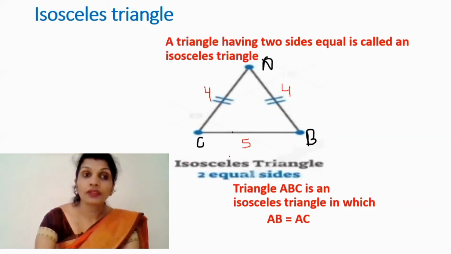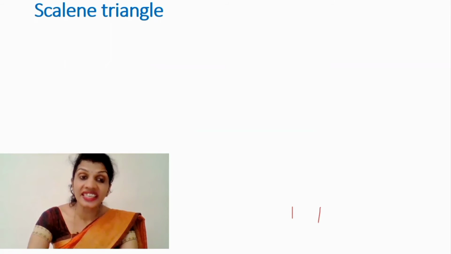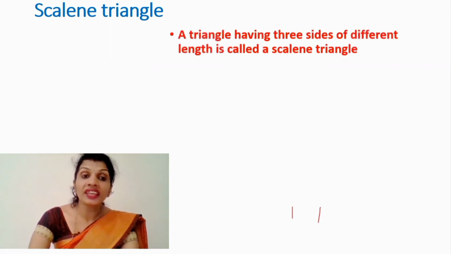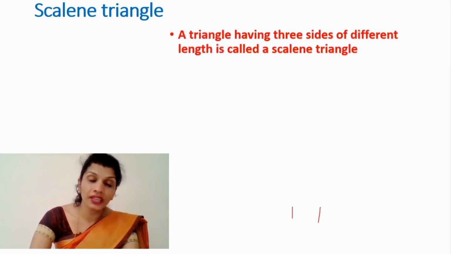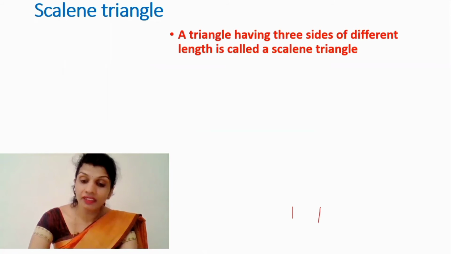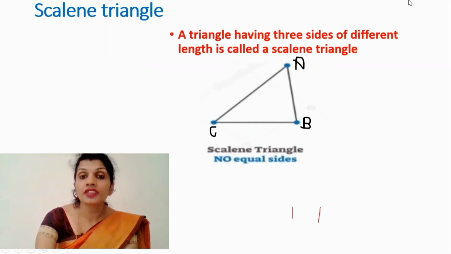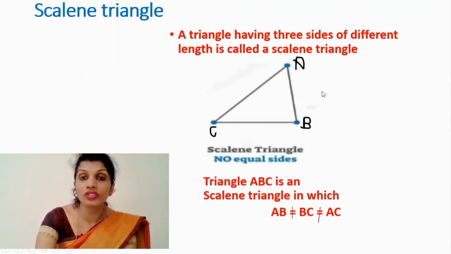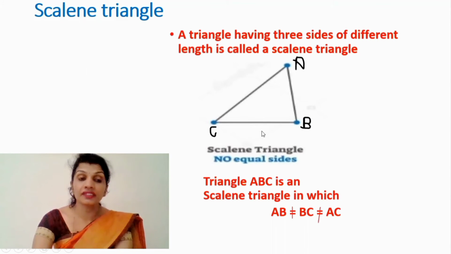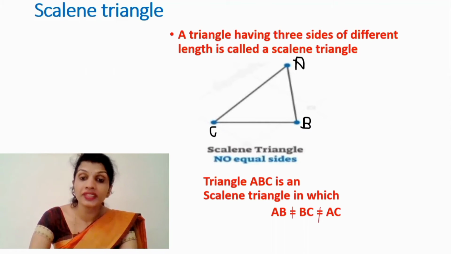Now the third triangle, that is the scalene triangle. A triangle having 3 sides of different lengths is known as a scalene triangle. Suppose ABC is a triangle where all the 3 sides are of different lengths. Suppose the lengths are 4 centimeter, 5 centimeter, and 3 centimeter. So we can say that AB is not equal to BC and BC is not equal to AC in a scalene triangle.